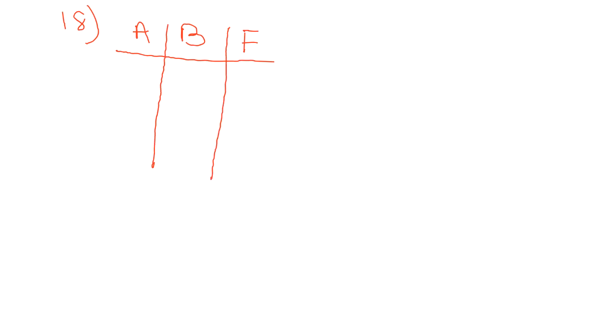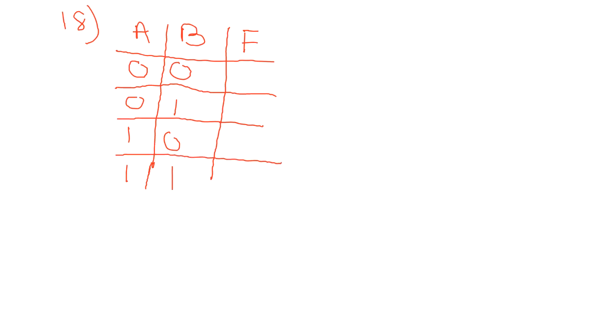You have 0 0, 0 1, 1 0, 1 1. Now we recorded the output. So our output recording is here. For this the answer is 1, 1, 1, and for this it is 0. Now for this table, we have to write sum of products and product of sum.